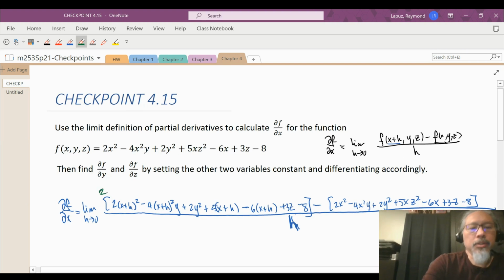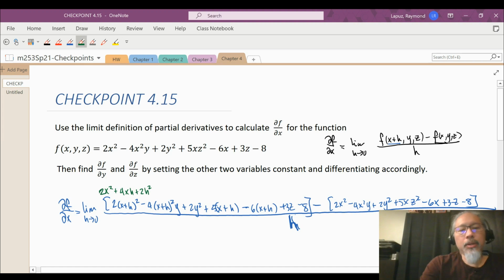So the first one will be a 2 times x squared plus 2xh plus h squared inside of the parentheses, being multiplied by 2. So this is our first term. Our second term has a 2xh with a 2, and that makes 4xh. And then our last term is h squared with a 2 in front. Okay, that's the first one.